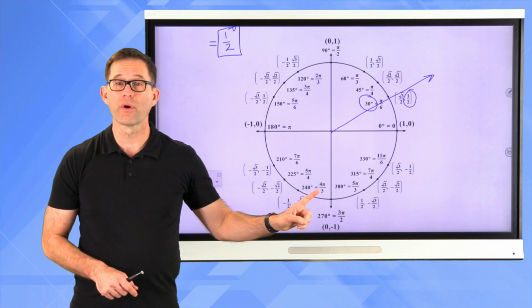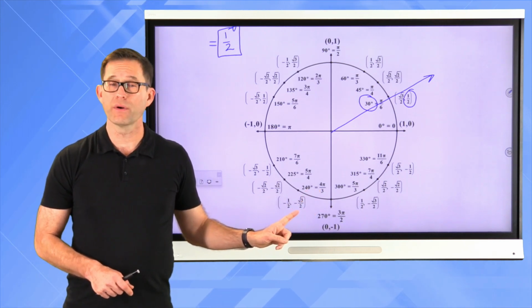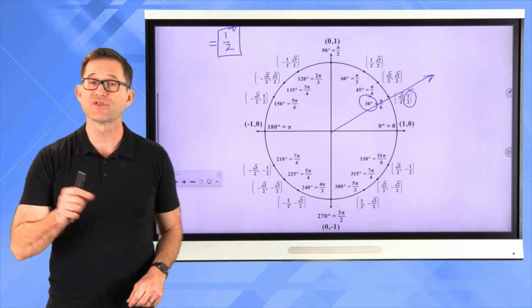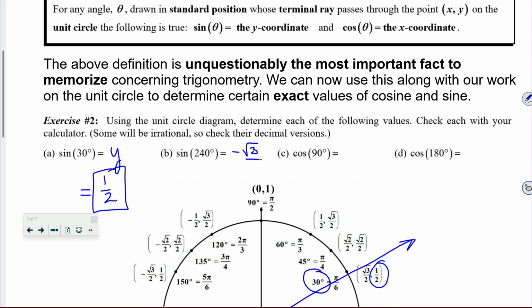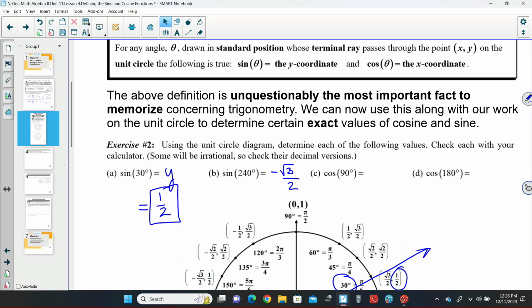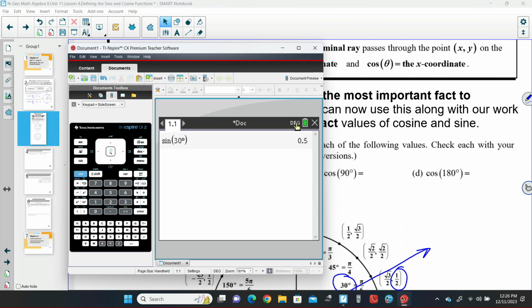Well, here we have 240 degrees, and what we see is that the y-coordinate of 240 degrees is negative square root of 3 over 2. Now that is, to put it mildly, an ugly answer, all right? But we can come over here to our calculator. We can say sine of 240. I'm in degree mode now, so I don't need to grab my degree symbol. That's an ugly, ugly decimal, but if I do negative square root of 3 divided by 2, I will see that it is exactly the same number.